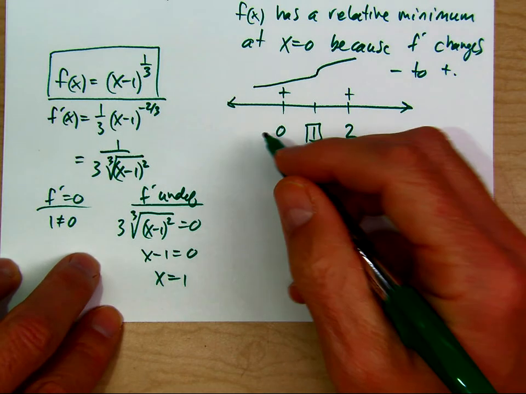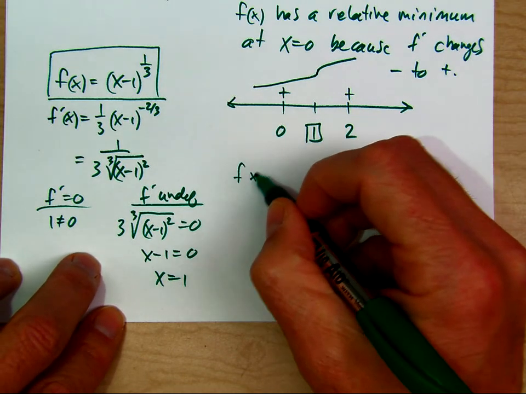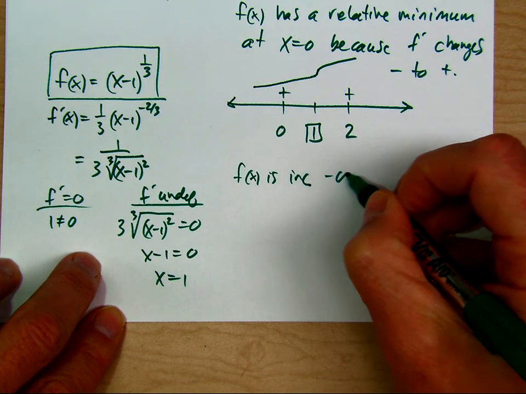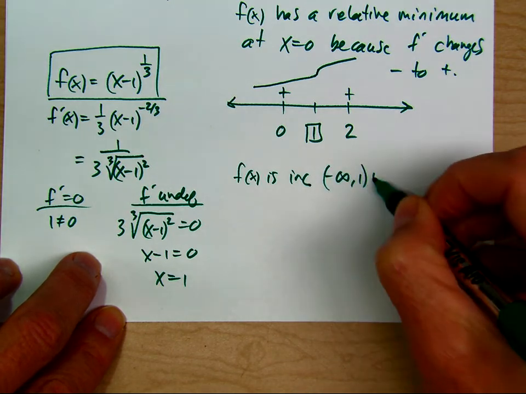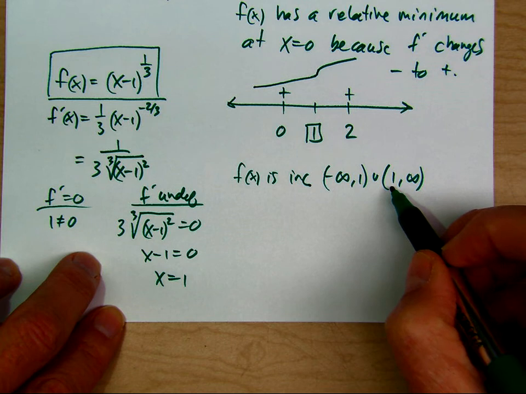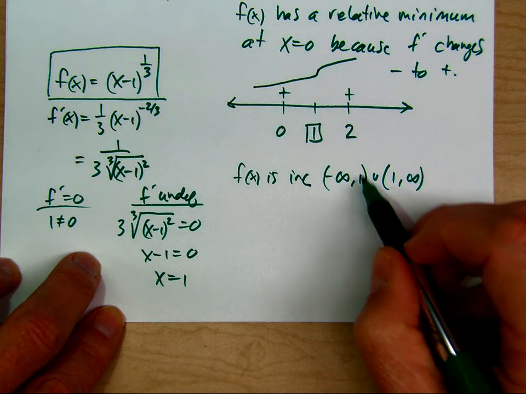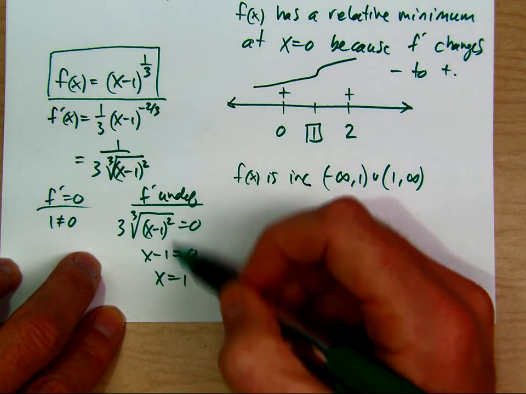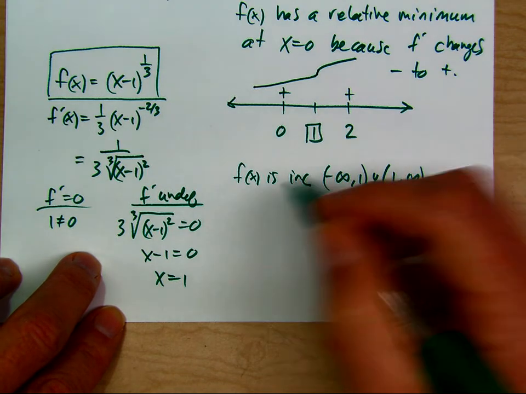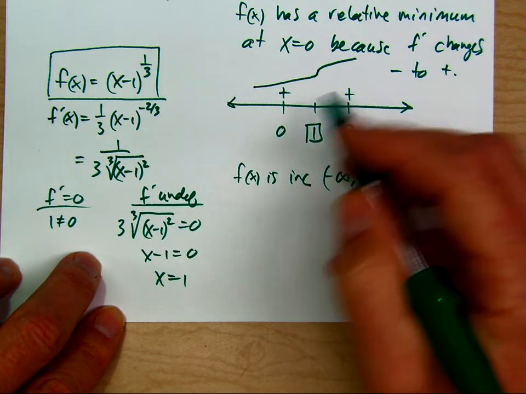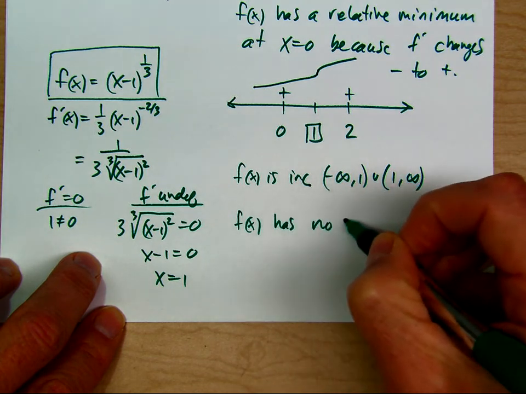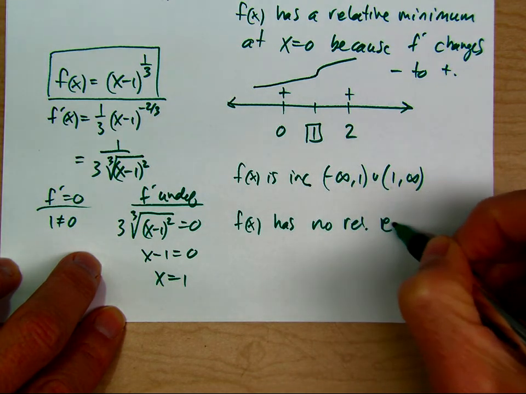And we would say that f of x is increasing from -infinity to 1, and then from 1 to infinity. We can't say the function is increasing at 1 because the slope is undefined, so that's how we would answer it. And positive to positive, we say f of x has no relative extrema.